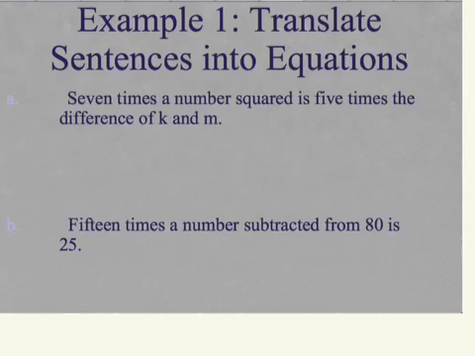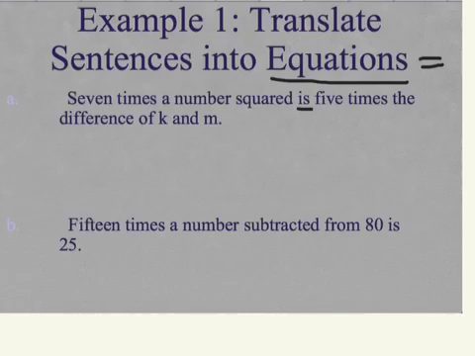Our first example here has two parts, and what we're doing is translating sentences into equations. I'm going to underline the word equations to help you remember that we want something to be equal to something else. Speaking of equal signs, the word is an indicator that we're talking about two quantities that are equal to one another. Let's take a look at this example.